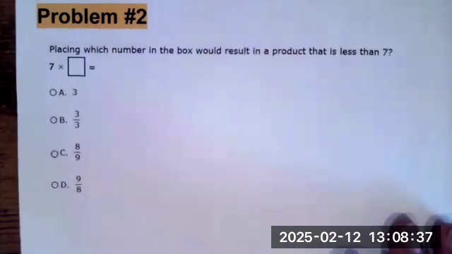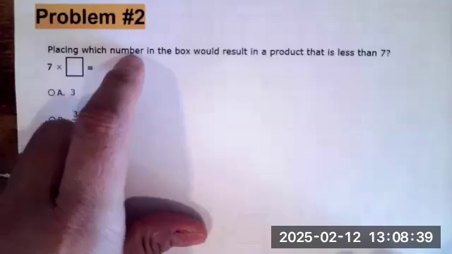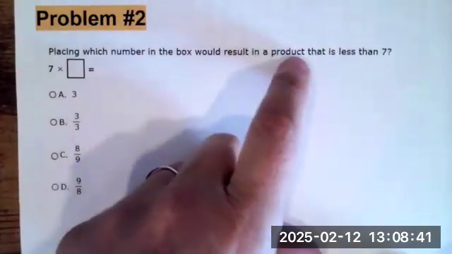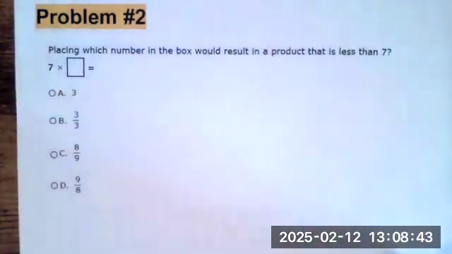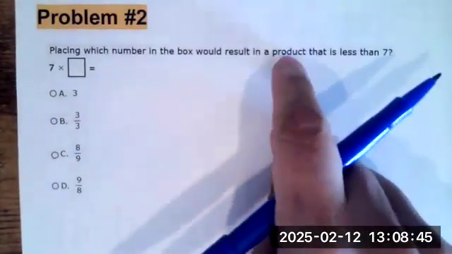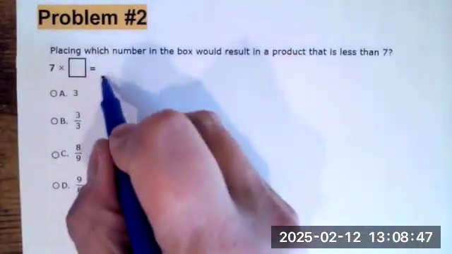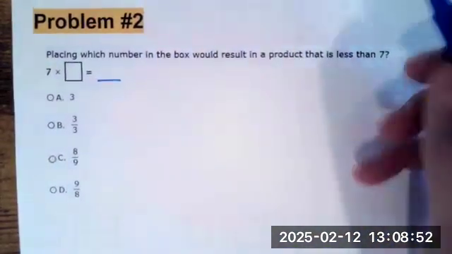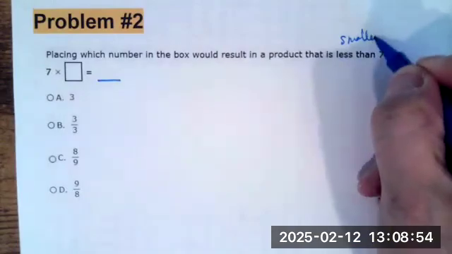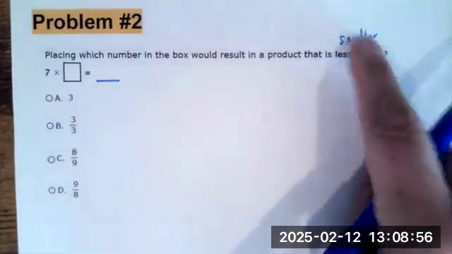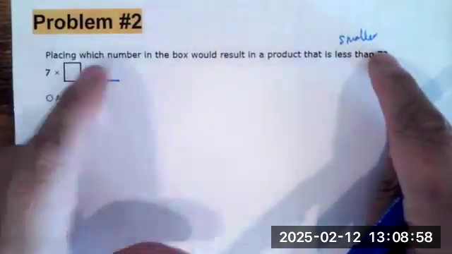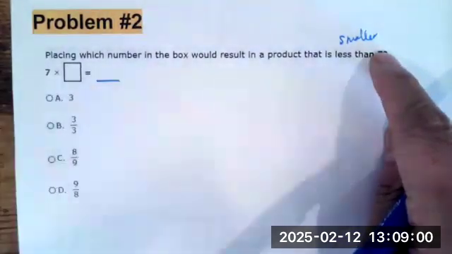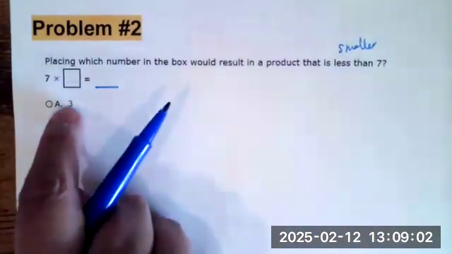Okay, so placing which number in the box would result in a product less than 7? So it's saying which is resulting in a product. A product is the answer of a multiplication. So whatever this one is, it's going to be less than, or smaller than, 7. Okay, so we have to find the number that goes in here and gives us a number smaller than 7. So we're going to fill in each of these numbers.